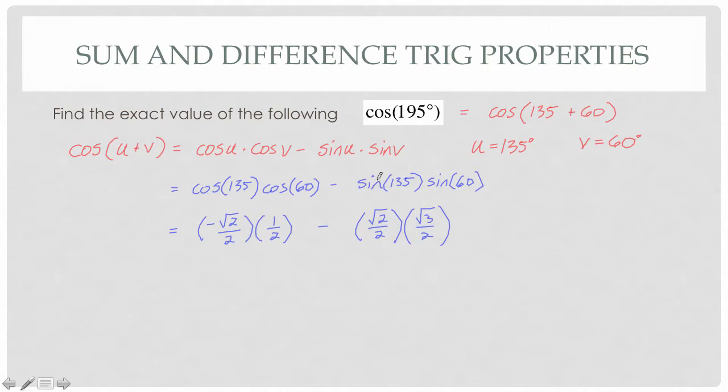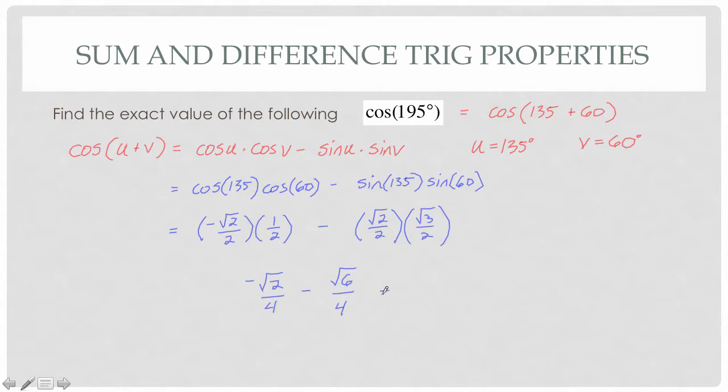We used our formula to rewrite it out. And then we substituted the exact values straight from our unit circle. And now we're going to simplify this out, just do some math with radicals. So if I simplify this first, negative square root of 2 is going to turn into negative square root of 2 over 4. That's 2 times 2 on the bottom there. And over here we get the square root of 6 over 4.